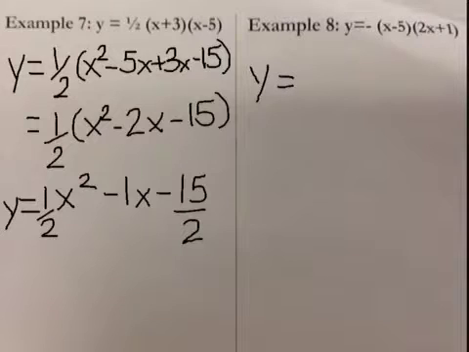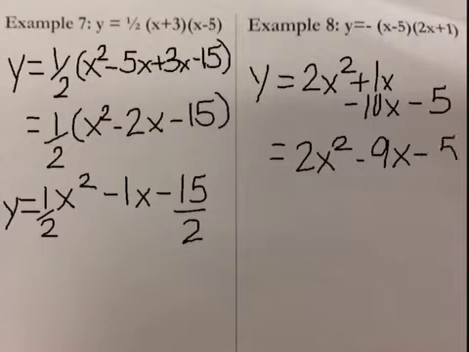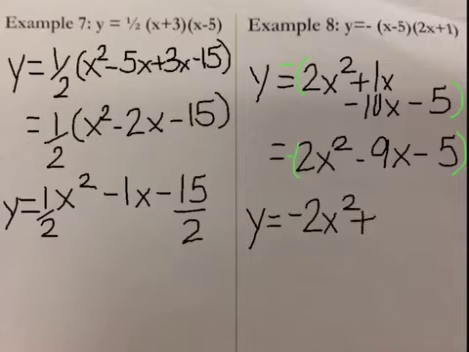multiply here, x times 2x is 2x squared, x times 1 is 1x, negative 5 times 2 is going to be negative 10x, and negative 5 times 1 is negative 5. So that gives us 2x squared minus 9x minus 5. But remember, there is a negative in front of all of this. So we have to distribute the negative sign, so that'll change the sign on all our numbers. So our final answer is y equals negative 2x squared plus 9x plus 5.